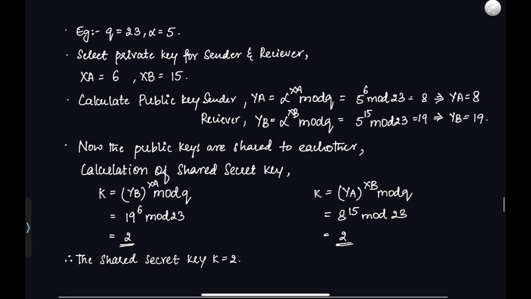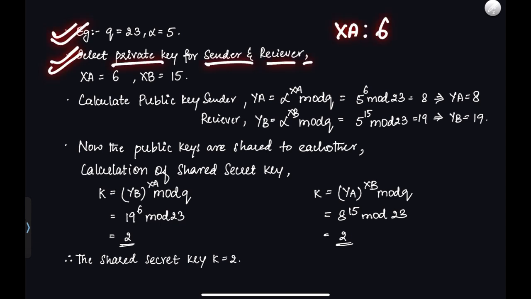Next example, we have q equal to 23 and alpha equal to 5. They have given the alpha value here. When the alpha value is given, it becomes very easy to calculate. So first step, the publicly known values are given. Next we'll calculate the private keys for sender and receiver. The private key xa I have taken as 6, 6 is less than 23, yes. And xb is 15, which is less than 23, yes.